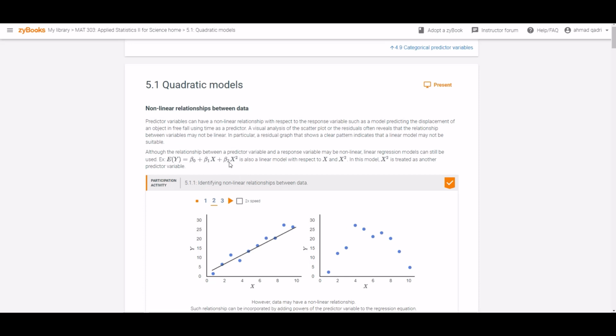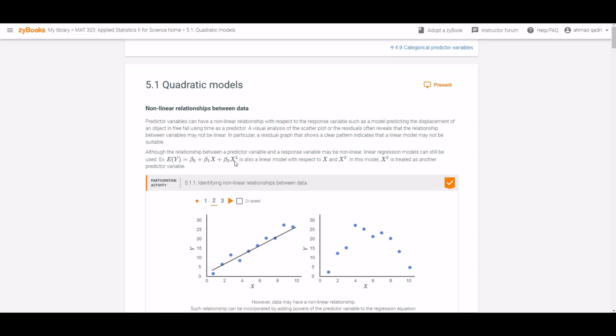As you can see here, we have a multiple regression model where the response variable is modeled as beta 0 plus beta 1x. That's the first order term. That's what we have been working with so far. But now we have this beta 2x squared. So what we do is we take the predictor variable and we add a squared term to it. That is what's different this time.